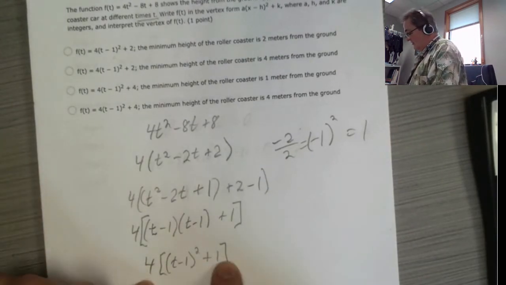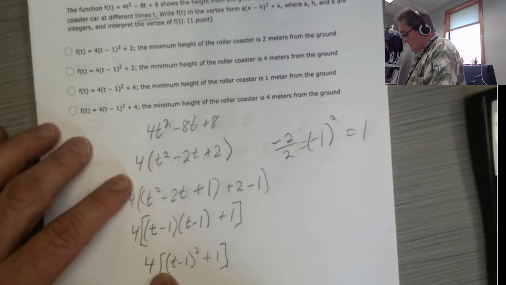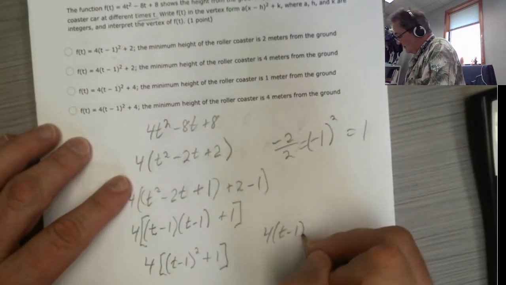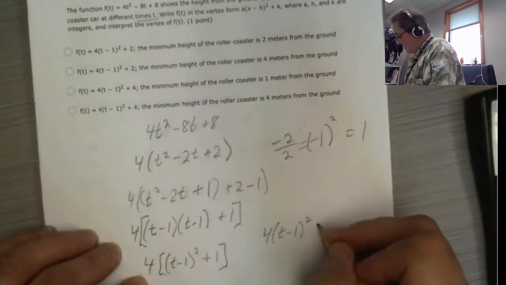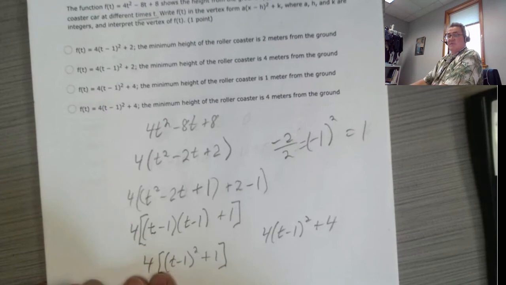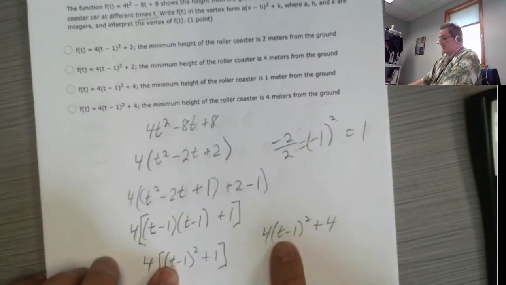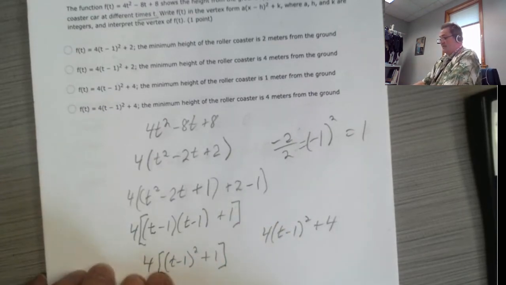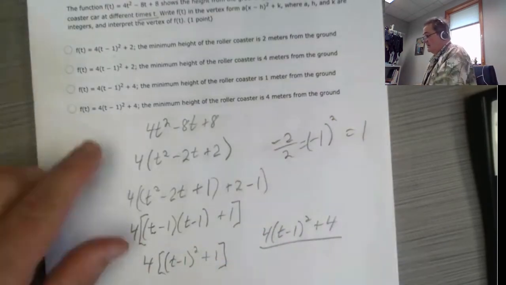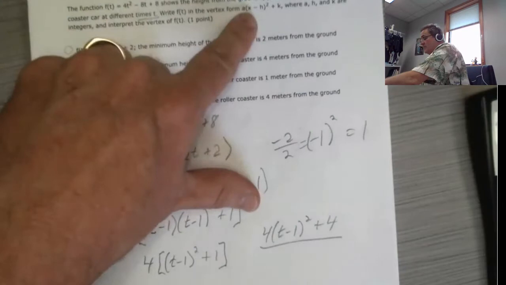So if we want to interpret the vertex of that, 4 times t minus 1 squared, and then the 4. So if I multiply the 4 back in there, it'd be 4 times the t minus 1 squared, but I'm going to leave it this way. I'm not going to put it back together. And the 4 would also be times the 1. So this is this equation in vertex form.